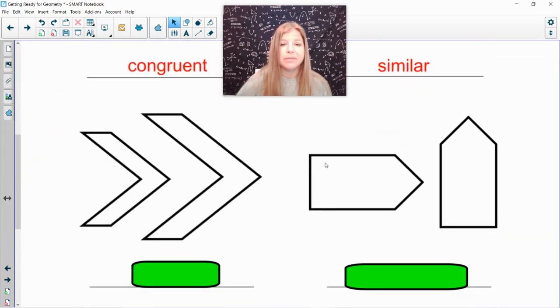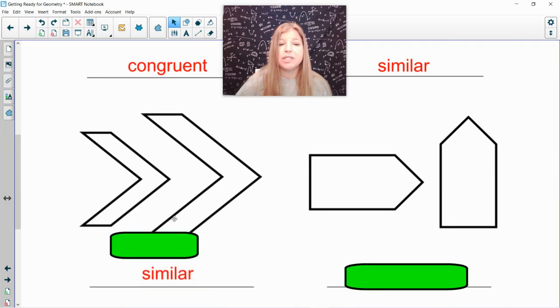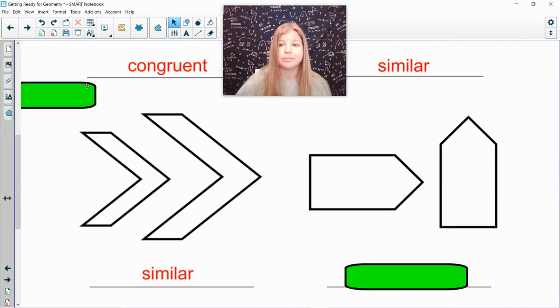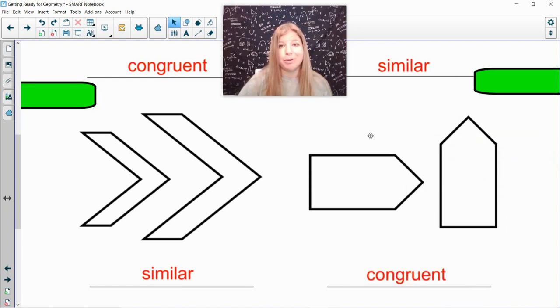For the next two, these two kind of like pointing arrow shapes or greater than symbols, same shape. The one on the right is definitely larger. That would be a dilation. So these would be similar. Over here, these pentagons definitely look like they're the exact same size, same shape. I mean, this figure really was just rotated to kind of stand up. And so those would be congruent.